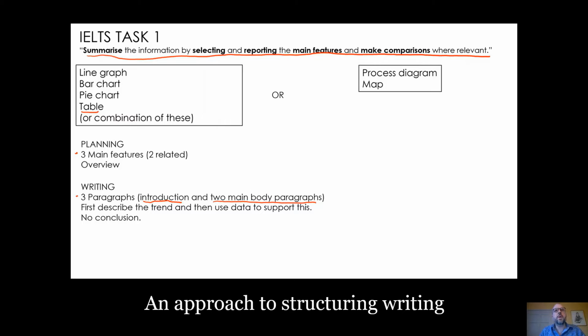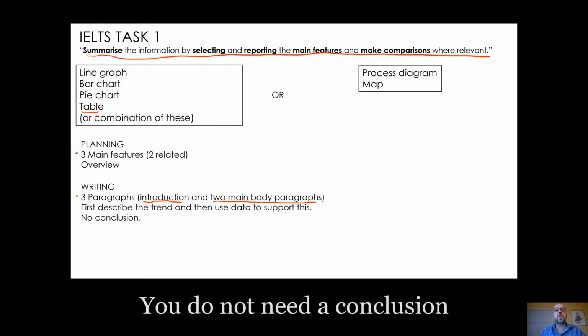Final thing I want to say is about conclusions. You do not have to have a conclusion in IELTS Task 1. A lot of writers like to put their overview at the end because they feel that this gives a nice sense of winding up or finishing the summary, and that's absolutely fine if you want to do that. In the example I do today, I'm going to put my overview at the beginning. And the reason for that is it's just as good there.